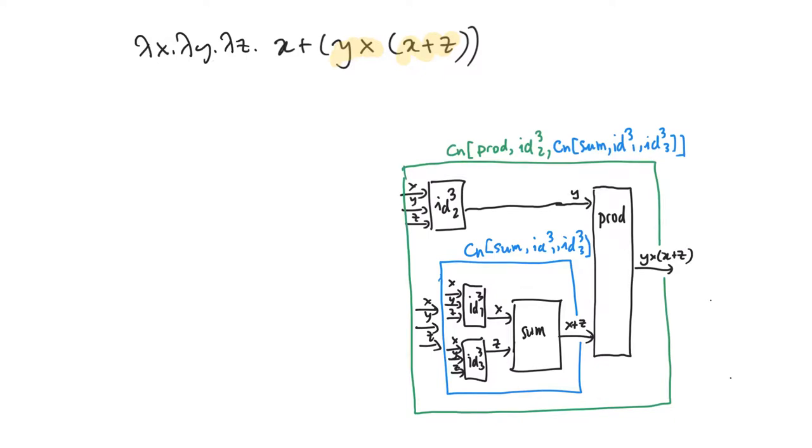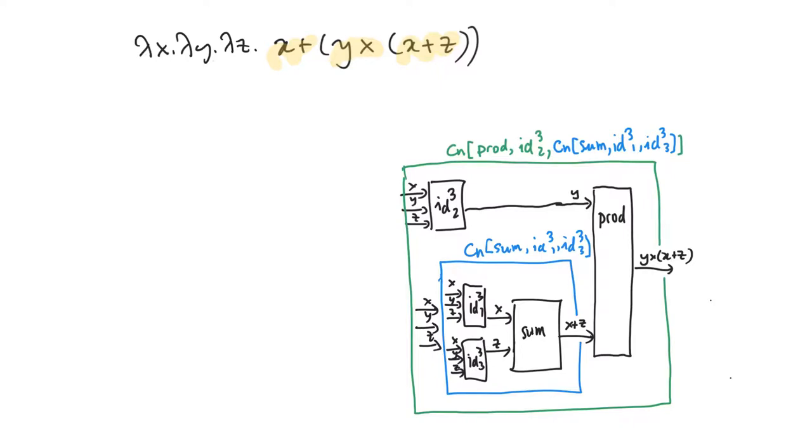So the result here is another composition, which I've now represented in this green box, of prod, which is the final thing, together with ID 3-2, which supplies its first input, in this case y, and then this composition that we already had here, which takes the first and the third inputs and returns their sum. Now we're nearly done. All we've got left is to add x to this.